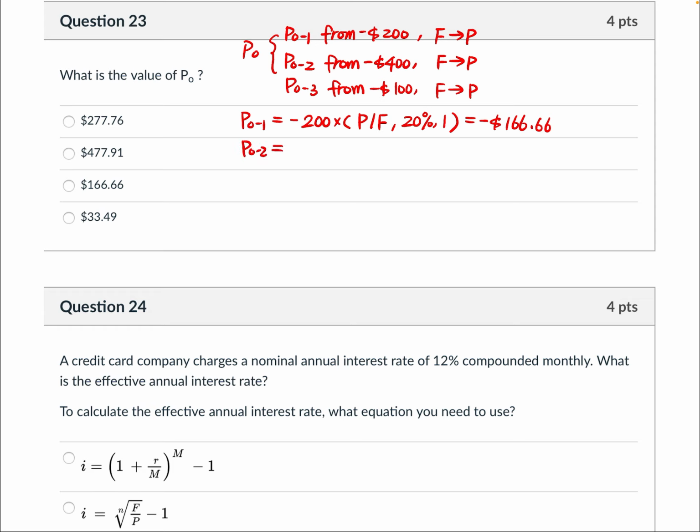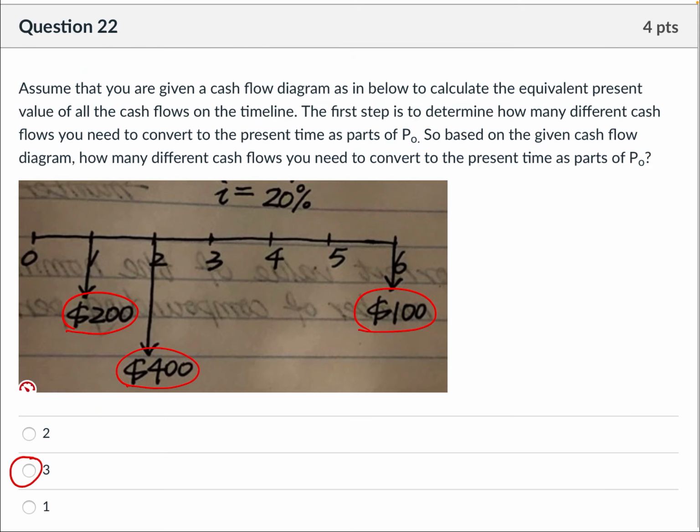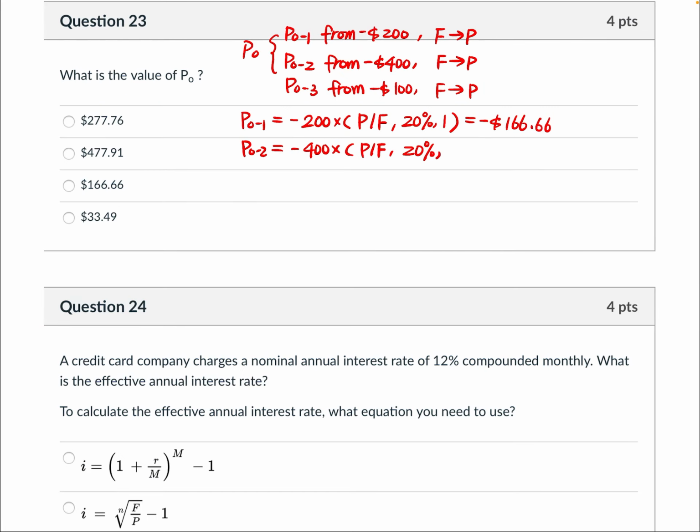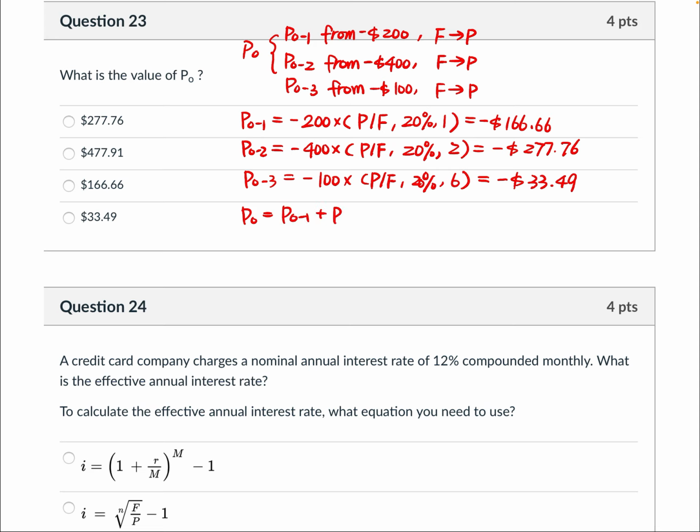And the P02 is from the 400 times P/F, still 20%, but it's 2 years from the present time, so it's compounded 2 times, so n is 2. The answer is negative 277.76. P03 is from the 100 at the end of the 6th year, P/F 20%, and n is 6, so this is 33.49. Okay, so the P0 is the sum of these 3 parts.